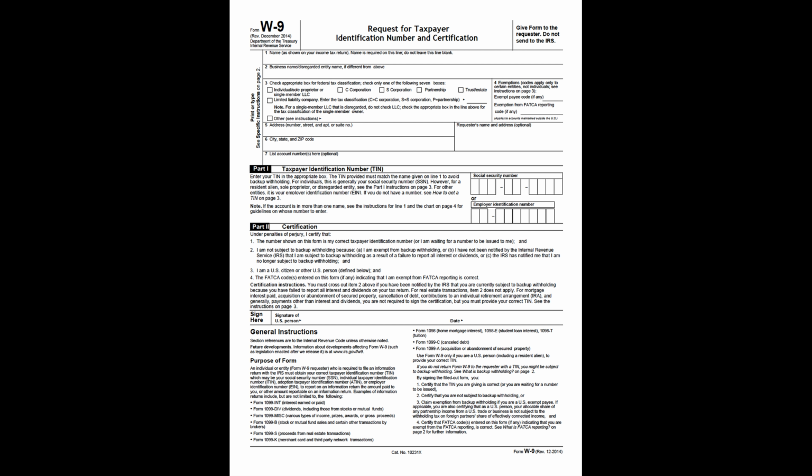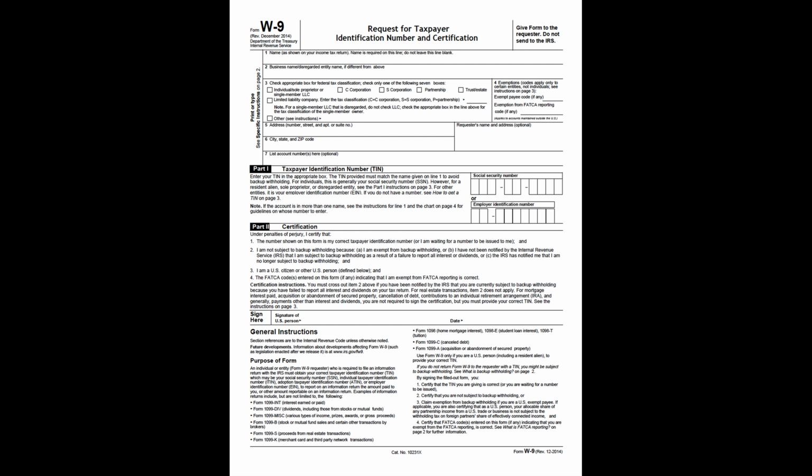Individual/sole proprietor or C corporation, S corporation, partnership, trust/estate, single member LLC. Limited liability company. Enter the tax classification, C equals C corporation, S equals S corporation, P equals partnership. Note: for a single member LLC that is disregarded, do not check LLC, check the appropriate box in the line above for the tax classification of the single member owner. Other, see instructions.